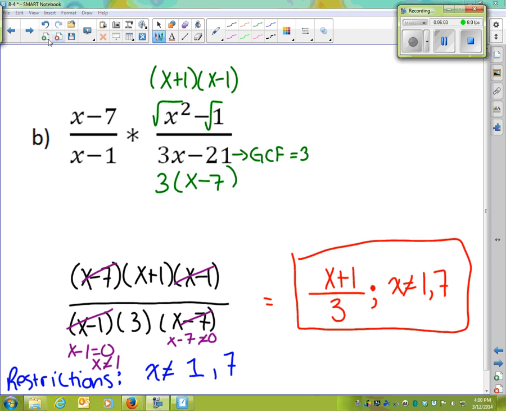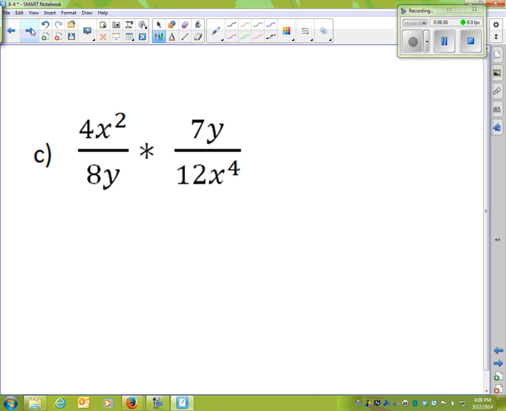All right, let's take a look at letter C. I wanted to do one of these where there was no plus or minus. This is all one term. There's no factoring involved. We can skip right away into writing them as one fraction. Sometimes it's nice or easier to visualize if you bring your numbers together and then your variables. And in the denominator, I can bring my 8 and 12 together. I'm going to put x to the 4th under the x squared, and then my y's under each other.